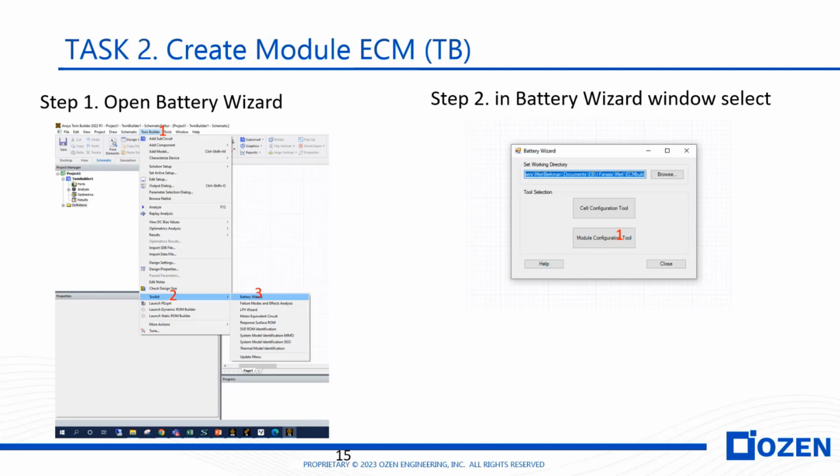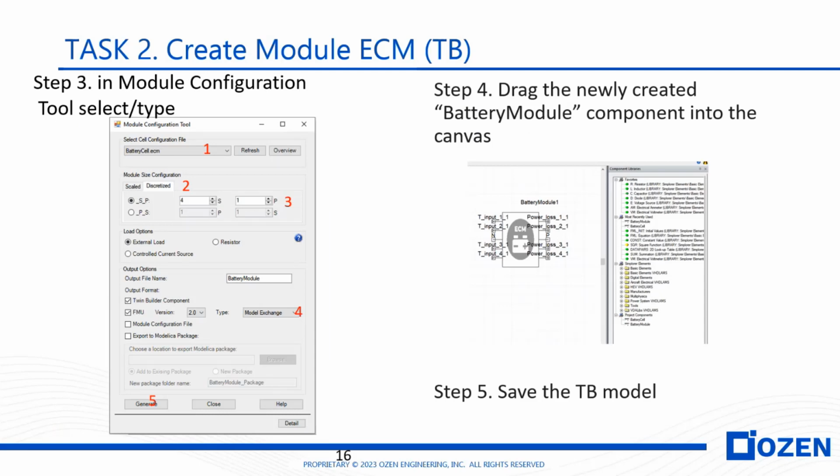So again, we go back to battery wizard. This time we're going to move to the module configuration tool. We're going to select, and here we're going to refer to our battery cell ECM that we have generated in the previous task, and our configuration for this particular example is 4S1P. We're going to use external loads. These are the options for the output, and then we're going to say generate.